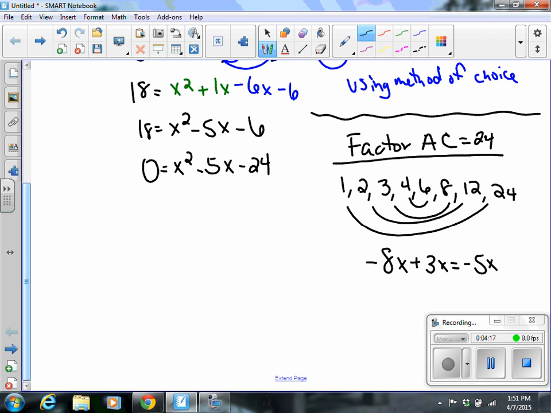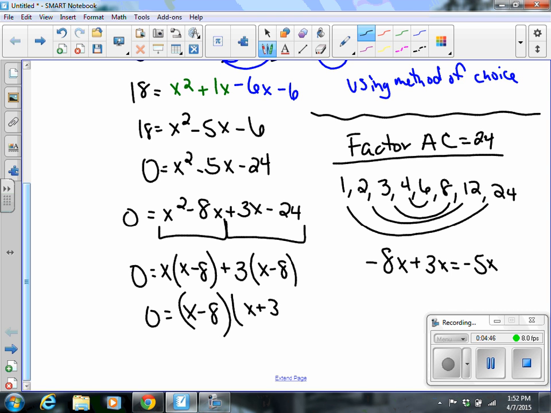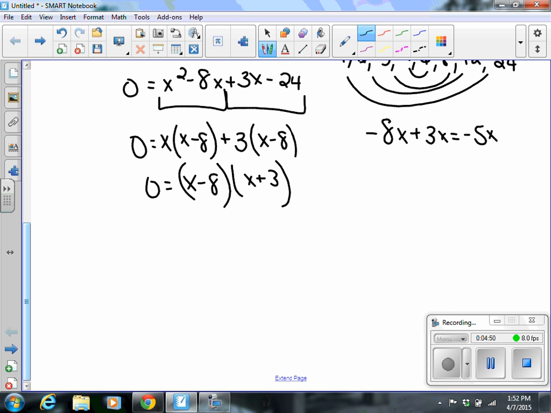So I'm going to rewrite this then so I can group. 0 equals x squared minus 8x plus 3x minus 24. Like I said, I'm going to group this now. So I have x on the outside and then x minus 8. I'm going to group the next two. And I have a plus 3 and an x minus 8. Notice my parentheses, they're both the same thing. So 0 equals x minus 8 times x plus 3. And now I need to break this off. So x minus 8 equals 0, and x plus 3 equals 0.